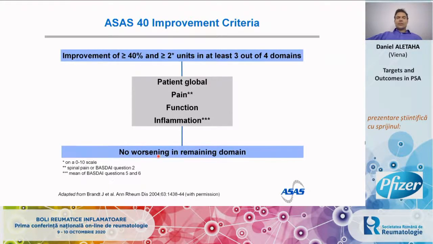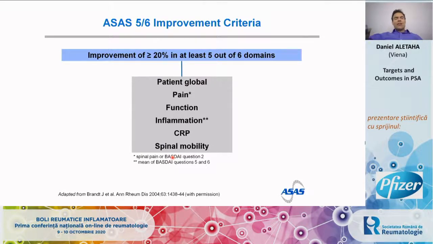Then you have an ASAS 20, and you can have an ASAS 40, where you have 40% improvement or at least 2 units improvement in 3 of 4, with no worsening in any of the domains: patient global, pain, function, inflammation. There's also an ASAS 5 out of 6 definition that includes CRP and spinal mobility, whereas inflammation is not meant to be covered by CRP. Inflammation more relates to the subjective perception of inflammation, as for the morning stiffness, for example.